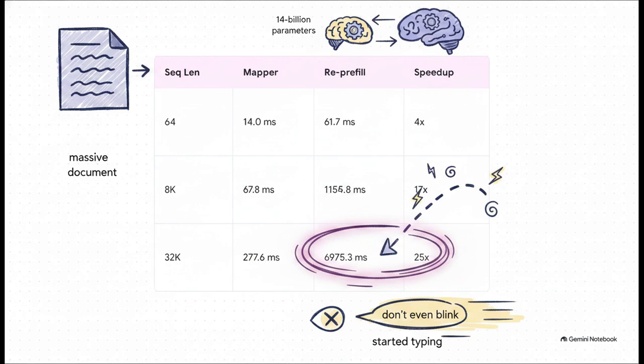To put that speed into perspective, imagine a massive 32,000 token document, a really, really long chat history. If the big model has to reread that from scratch, you're sitting there waiting almost 7 full seconds. But with this KV cache transfer, that wait time plummets to just 277 milliseconds. You literally don't even have time to blink before the smarter model has taken over and started typing. The user wait time is completely gone.